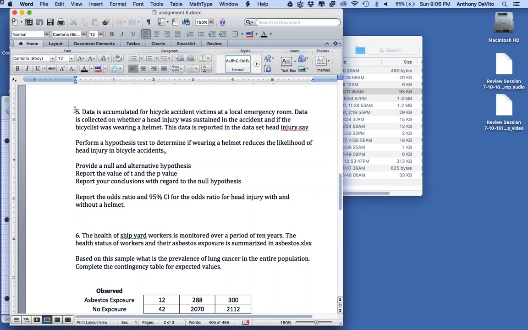Okay, so as we discussed in the lab, let's take a look at the problem. Data is accumulated for bicycle accident victims at a local emergency room. Data is collected on whether a head injury was sustained in the accident. This is pretty timely, right? Because plenty of stuff is going on in New York City with bicycles right now. And data is collected on whether the bicyclist was wearing a helmet. This data is reported in the data set injury.sav. Perform a hypothesis test to determine if wearing a helmet reduces the likelihood of head injury in bicycle accidents. What we're really looking for is whether or not a helmet is associated with the risk of having a head injury if you get into an accident on a bicycle.